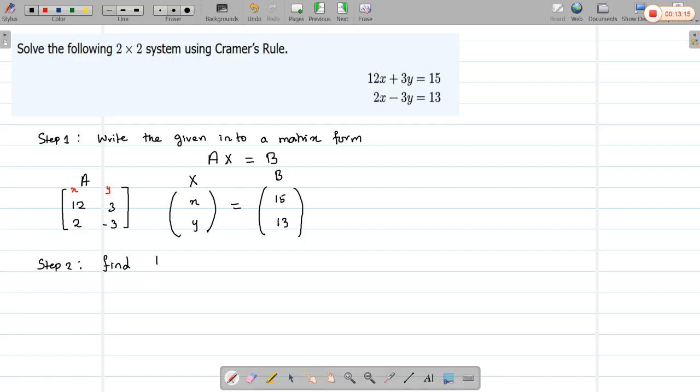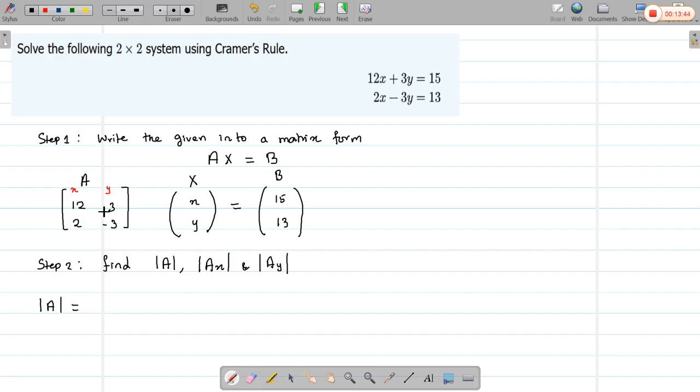What are they? The determinant of A. This is the A matrix. I am going to find out the determinant of A. Then I am going to find the determinant of AX. And then I am going to find out determinant of AY. These 3 things I am going to find one by one. The first one is the determinant of A.